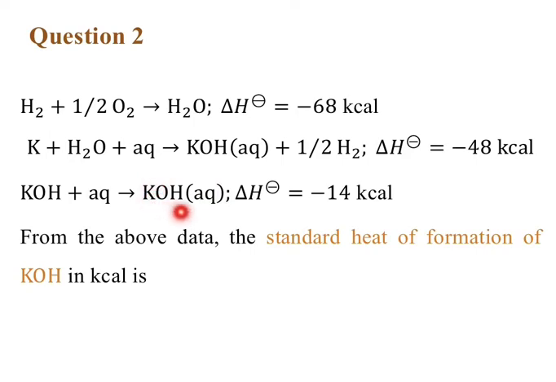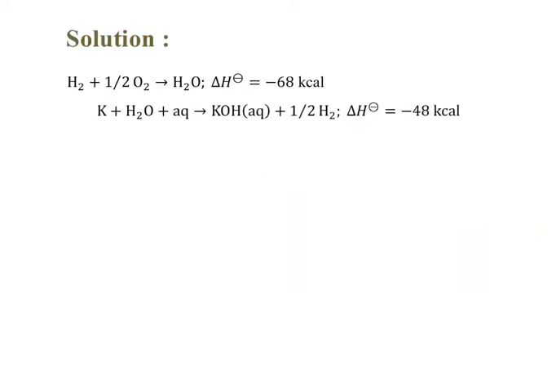We have to calculate KOH, that is, the product should be KOH. So this equation we have to reverse it to calculate the KOH on the product side. Obviously the enthalpy sign also gets reversed. So how are we going to calculate? These are the equations given in the question. We have to reverse this equation to get KOH on the product side.